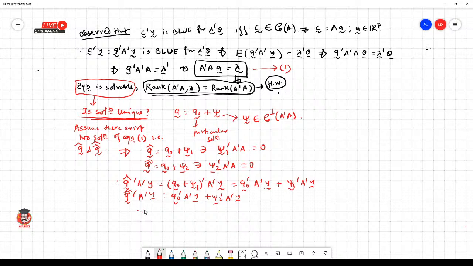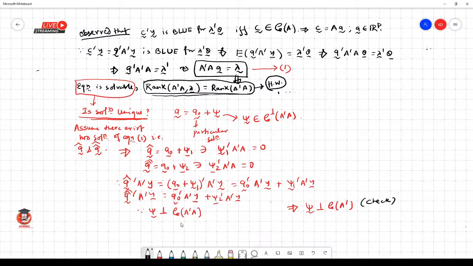Since xi curl is orthogonal to the column space of A prime A, this is again the row space of A prime A, and this row space of A prime A is nothing but the column space of A prime. This means xi curl is also orthogonal to the column space of A prime. This automatically follows from being orthogonal to the column space of A prime A. You can verify this thing. It is obvious.